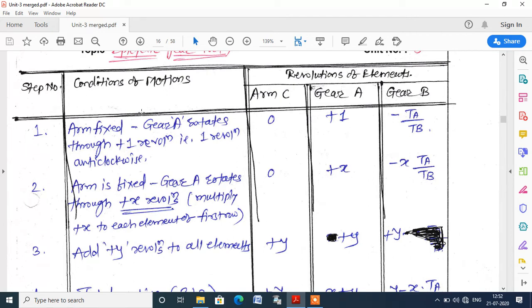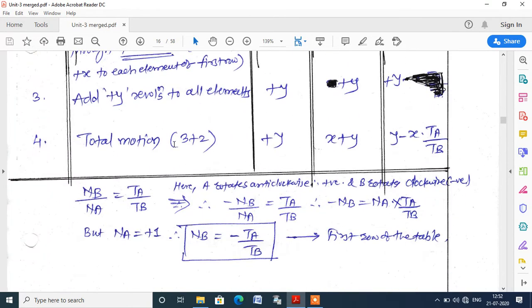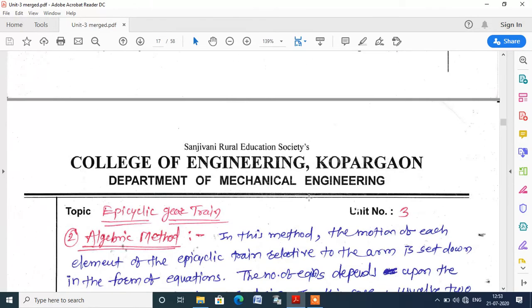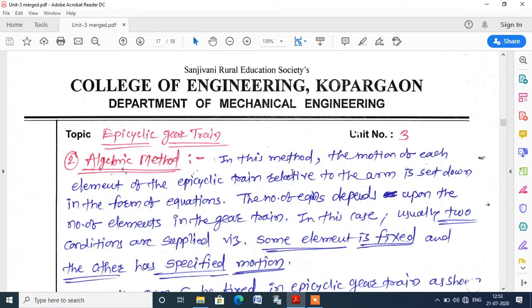First one is step number, second column is conditions of motion, third one is revolutions of element. In that, depending upon the number of elements, you have to add sub columns. So accordingly, we will find the total motion here, and this can be used for solving the problem. Now another method is the algebraic method. This is not generally used for solving the problem, but by this method also you can get the answer.